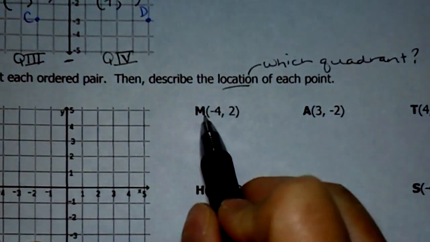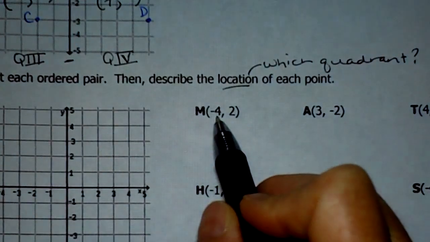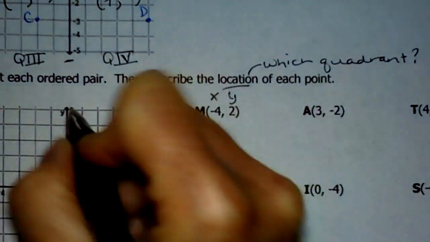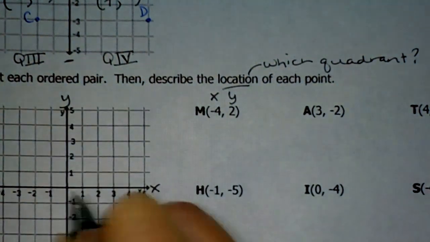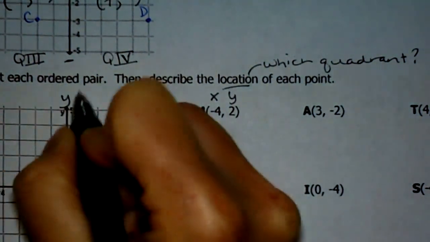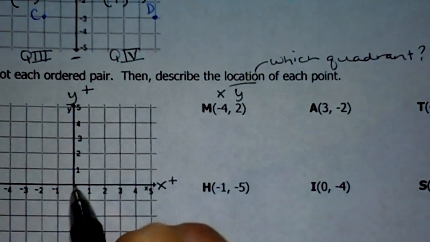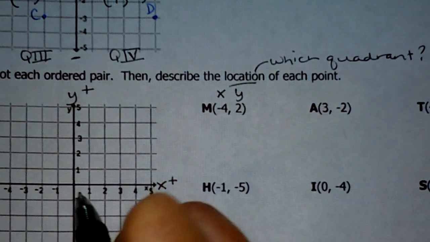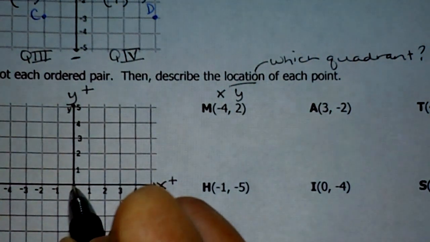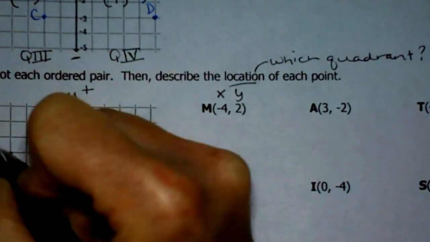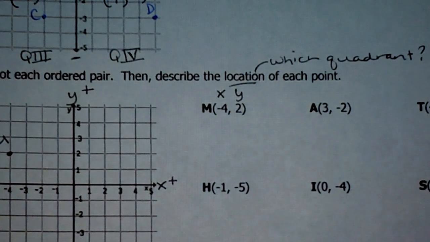First, let's plot M. Point M is at negative 4, 2. And remember, this first number tells me my X movement. The second number tells me my Y movement. Right is positive, left is negative, up is positive, down is negative. So negative 4, 2, start at 0, 0. That first number being negative 4 means on the x-axis, I go left 4. 1, 2, 3, 4. Now from there, that positive 2 as a y means I go up 2. So there's M. Please put the letter next to the dot, otherwise you'll have like 6 dots on there and I won't know what's what.